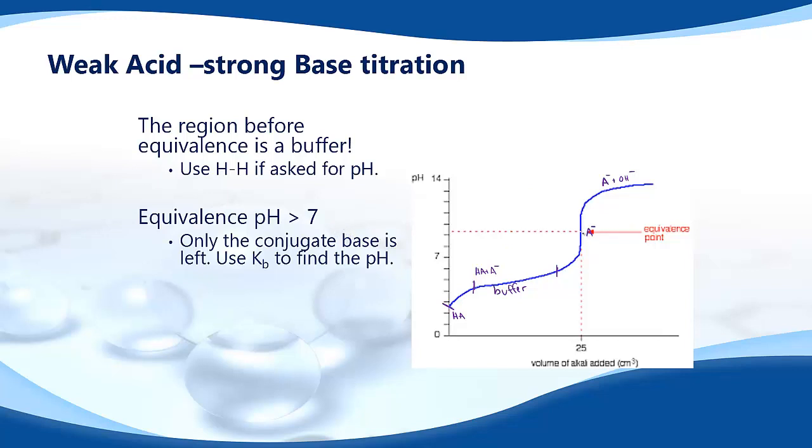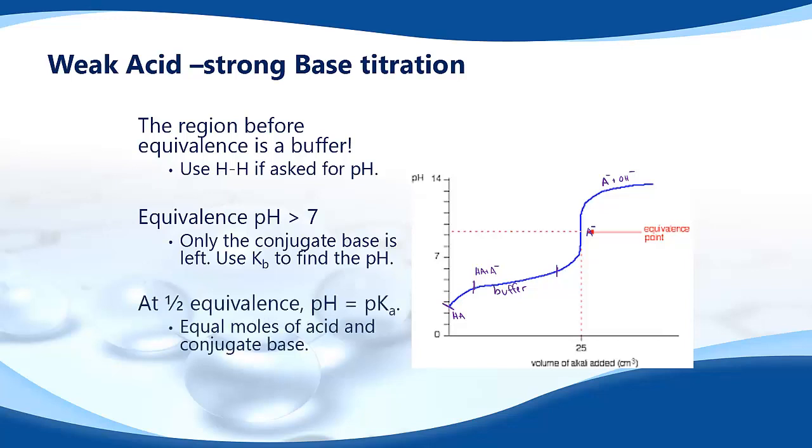Now, if you're going to be asked to find the pH at equivalence, what you're going to do is use a pKb problem. So if I give you the Ka of the acid, you find the Kb, and then you use that to go in and find the concentrations of everything involved. And we'll do some practice math with that a little bit later on.